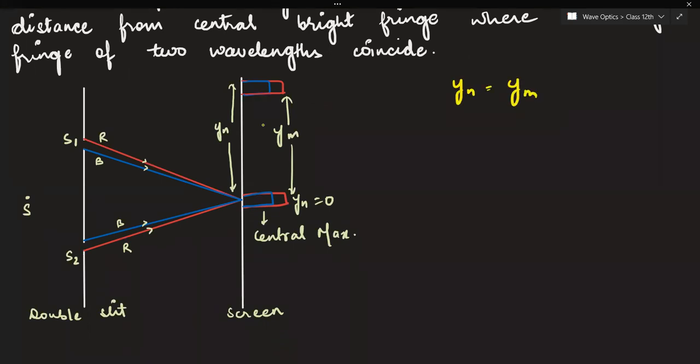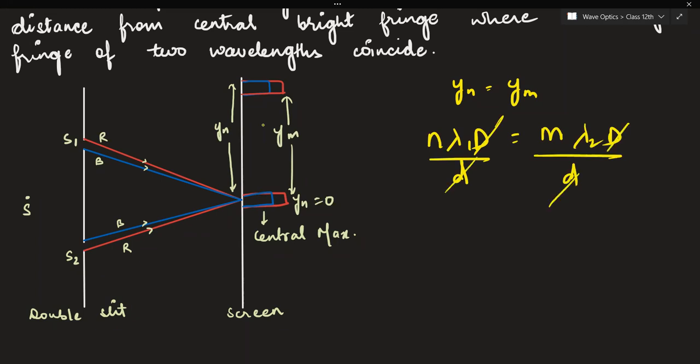Let me write down the formula. Since it is given for bright fringes, I will use n lambda 1 capital D by small d equals m lambda 2 capital D by small d. Let's write m because n would be confusing. Capital D and small d get cancelled. Now n times lambda 1 will equal m times lambda 2, where lambda 2 is 800 nanometer and lambda 1 is 600 nanometer.